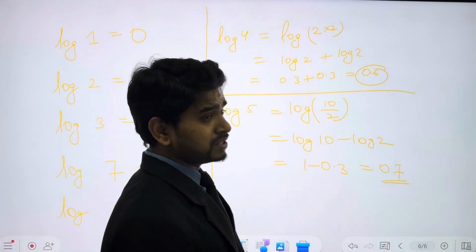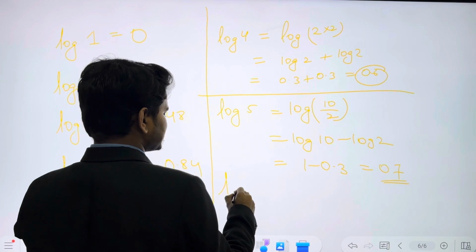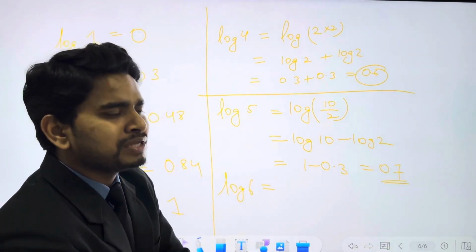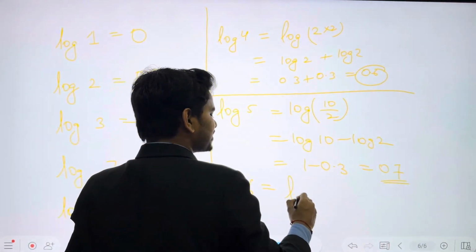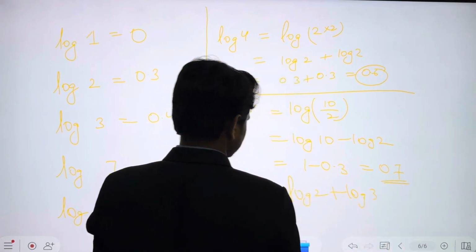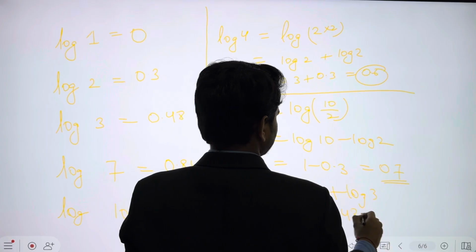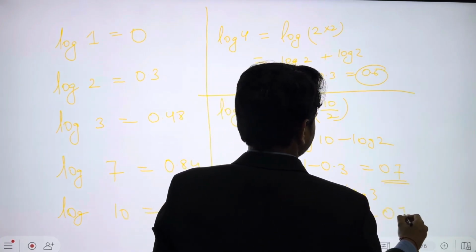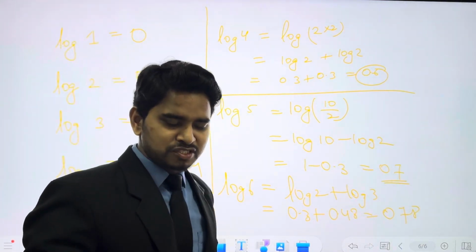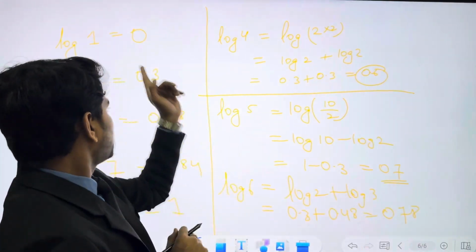Now I believe in the same way you can talk about log 6 as well. Log 6 can be written as log 2 into 3. And that can be written as log 2 plus log 3. And log 2 plus log 3 can be written as 0.3 plus 0.48, and that is 0.78. I hope it is clear to you guys. Simply try to write the numbers in such a way that you can simplify them into the numbers you already know.